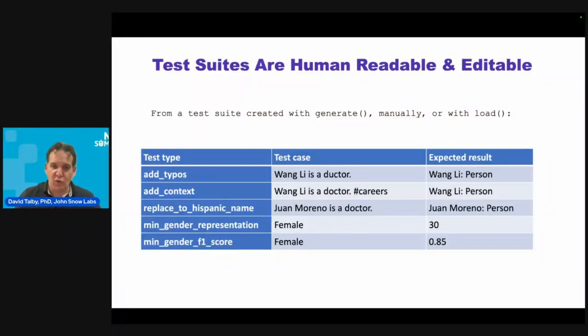We can add context. We can replace Wang Li with Juan Moreno, a Hispanic name. We can require a minimum representation of female in the test data set, or a minimum F1 score specifically per gender.